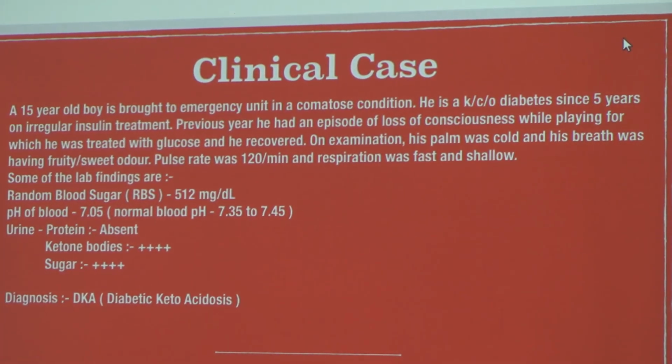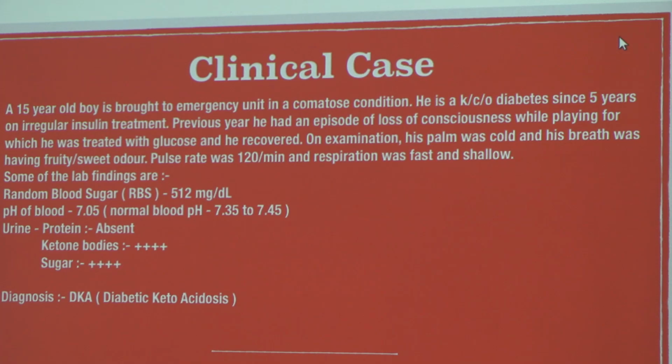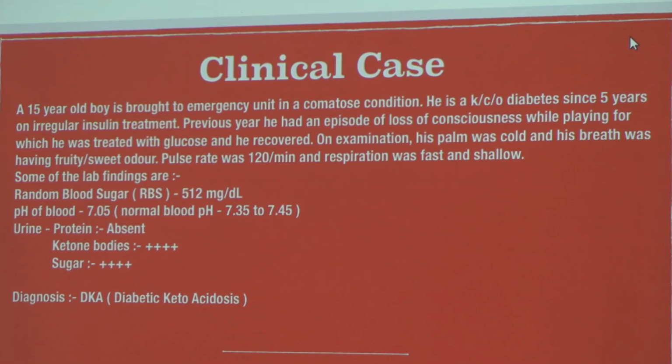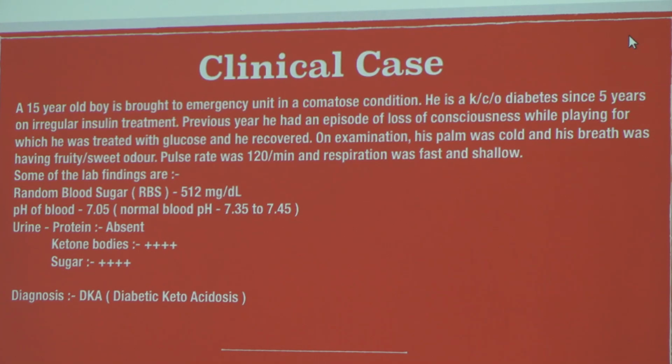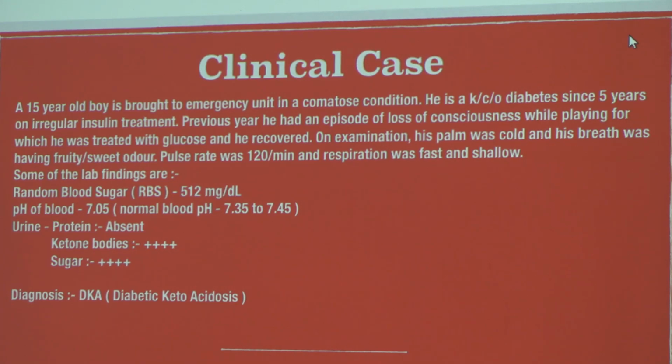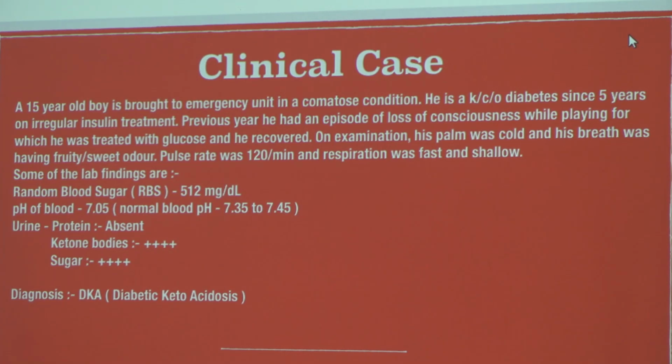on irregular insulin treatment. Previous year, he had an episode of loss of consciousness while playing, for which he was treated with glucose and he recovered. On examination, his palm was cold and his breath had a fruity or sweet odor. Pulse rate was 120 per minute and respiration was fast and shallow, not deep breaths, very shallow breaths but very fast.